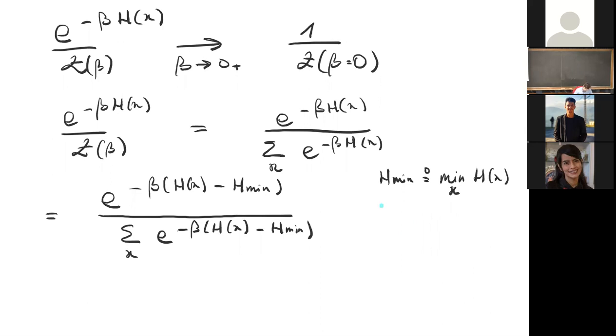You see that if I call delta hx this quantity, okay, which is necessarily positive because we have defined h min as the minimum energy. You see that when beta goes to infinity, if this delta h is positive, then you get 0. Because exponential minus beta times something positive with beta going to infinity indeed goes to 0 exponentially fast. Okay? But if hx is equal to h min, then you get exponential of 0, which is 1. Even if beta is very large. You see?